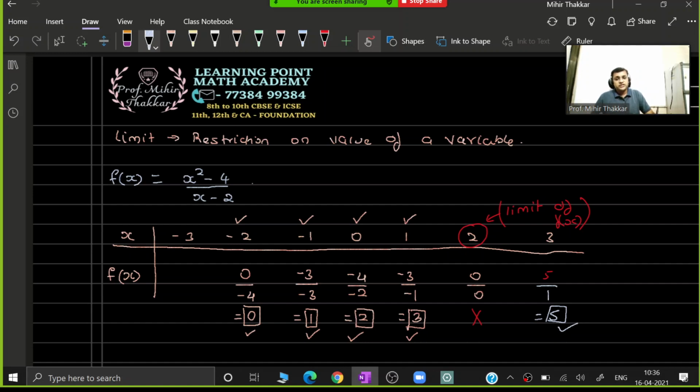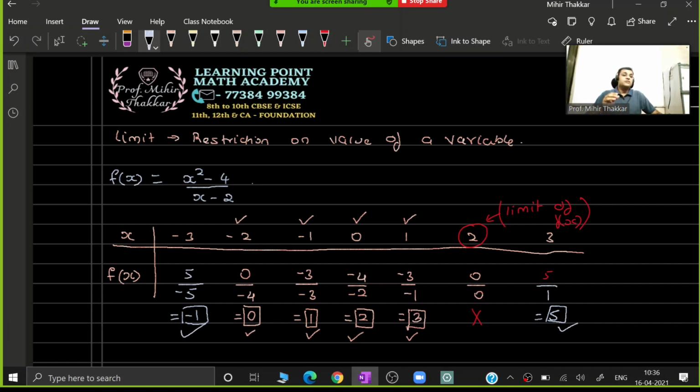If I use negative 3, I will get 9 minus 4, that is 5, divided by minus 3 minus 2, which is minus 5, which is again minus 1, which also belongs to a real number. So the only problem that was being created was when I consider the value of x as 2. So guys, any real value of x is acceptable for variable x in this function other than 2, because this 2 over here is a limit, a restriction, a limitation of the variable x for this function.